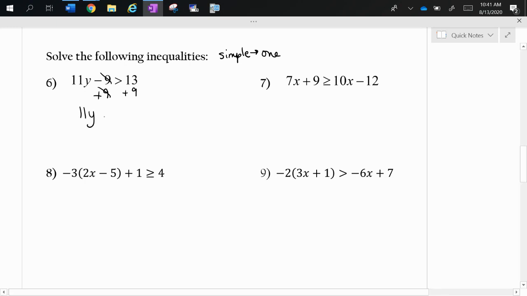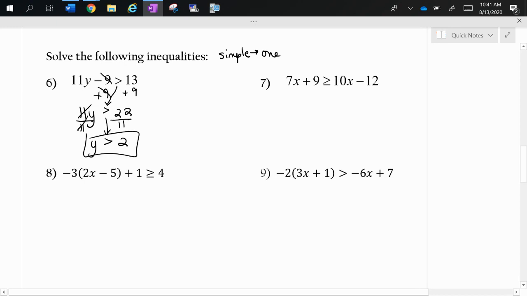So I'm going to add 9 to both sides. 13 plus 9 is 22. And then I'm going to divide both sides by 11, and I get y is greater than 2. I want you to notice that the inequality sign comes down with every step. Y is greater than 2.